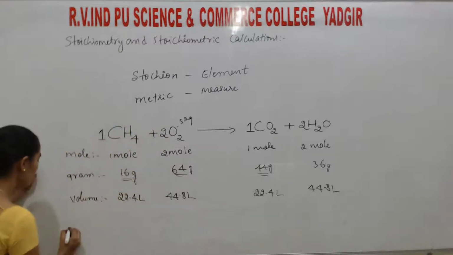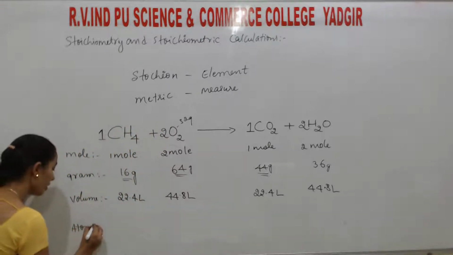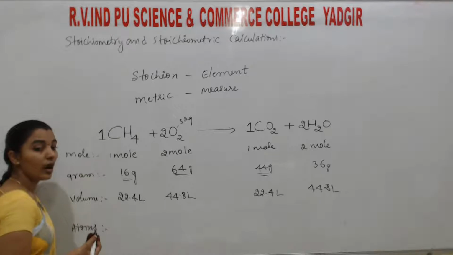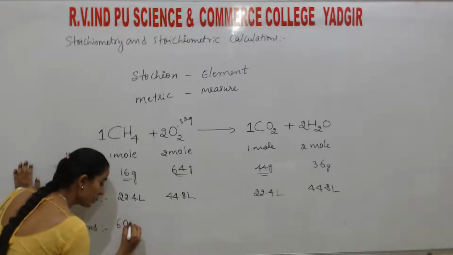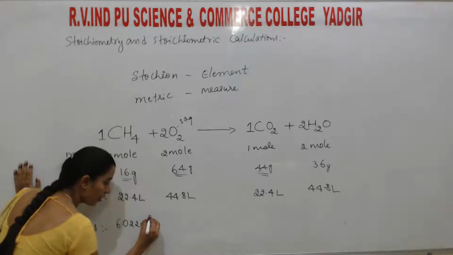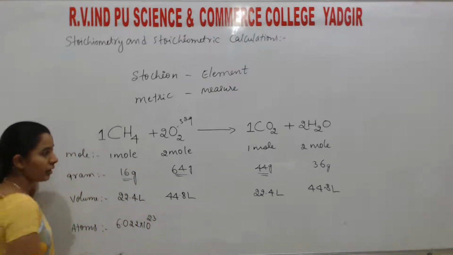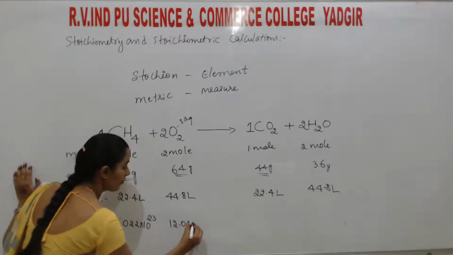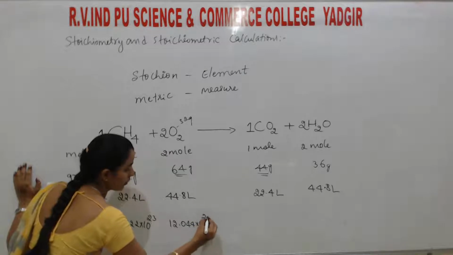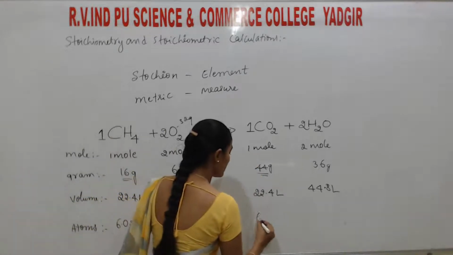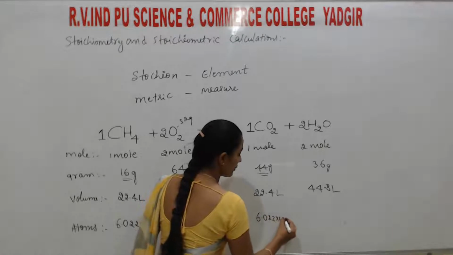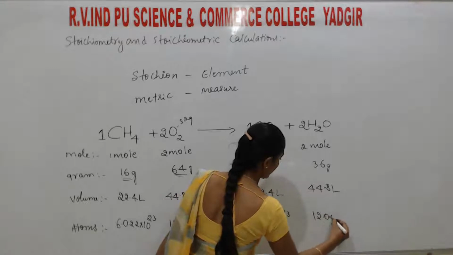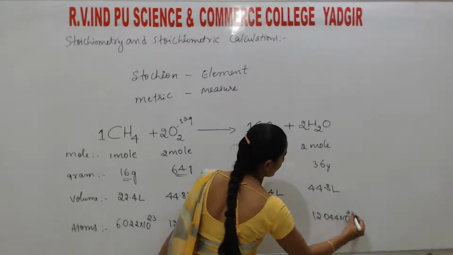Okay, and last one, if we want to say in terms of atoms. 1 mole of atoms, students, you know, is equal to Avogadro number, that is 6.022 into 10 power 23. Here 2 moles means 2 into this value, that is 12.044 into 10 power 23. So this one, 1 mole, means 6.022 into 10 power 23, and this one is 12.044 into 10 power 23.